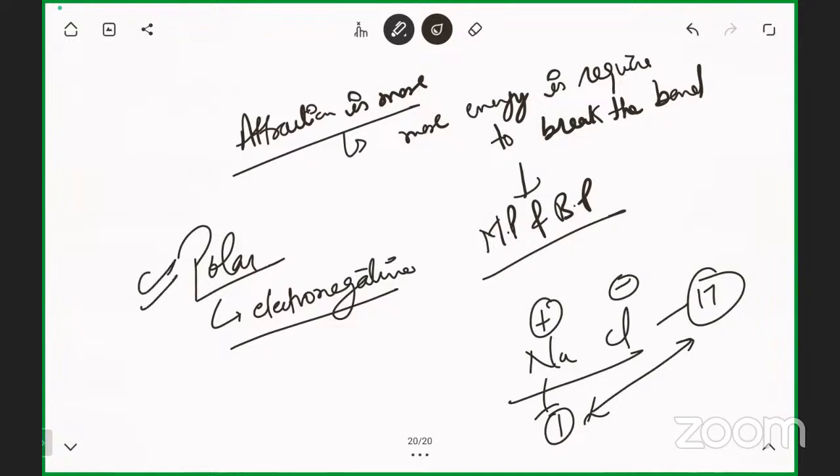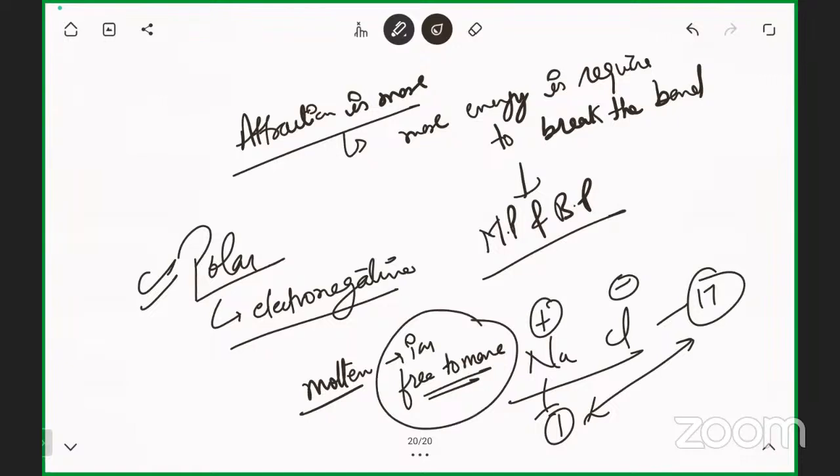Next one is they are bad conductors in the solid state but good conductors in the molten state. In the molten form, the ions are free to move, and when ions are free to move, conduction will be there. It means they will conduct electricity. At that particular time, they are considered electrolytes.